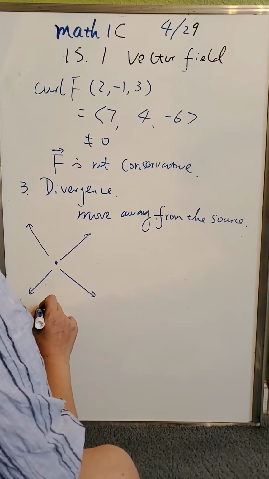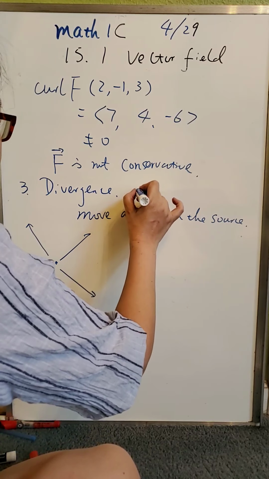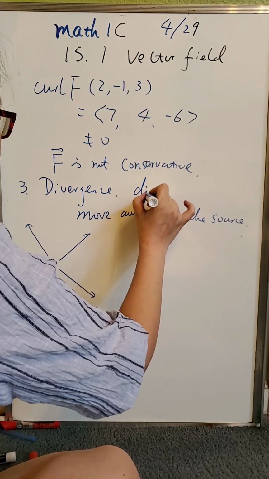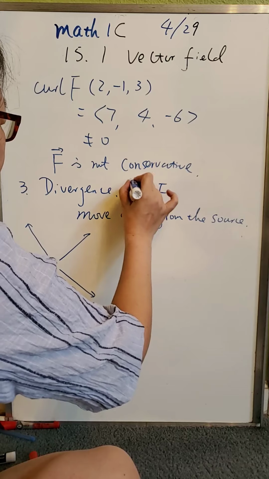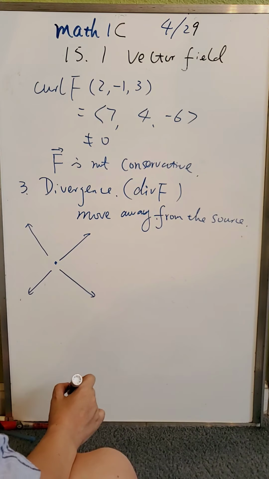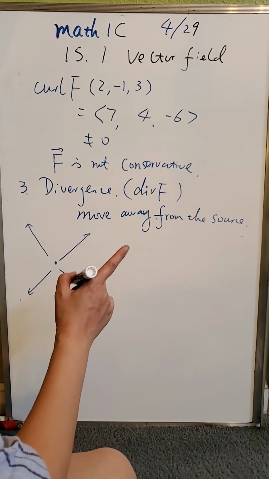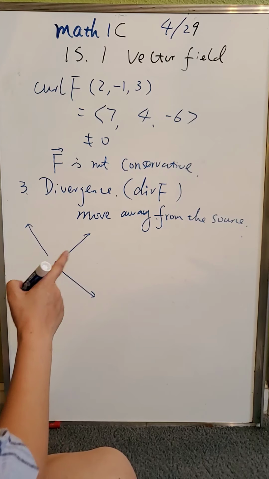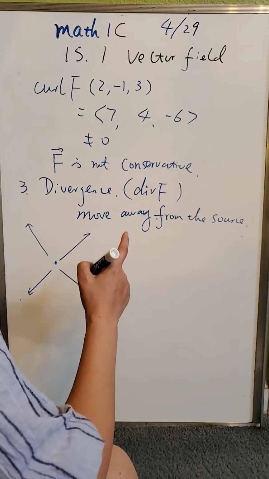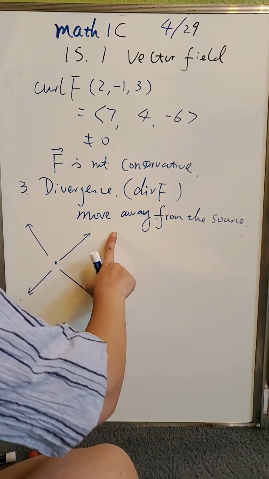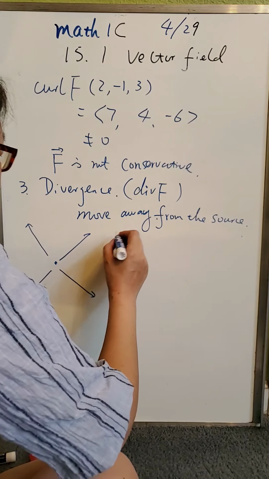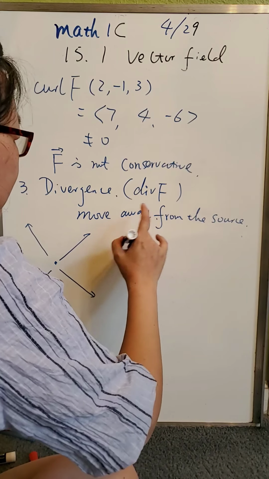So this is a divergence. We use a rotation notation, maybe I'll put it right here, DIV. They use this notation. One more thing is how they measure divergence. They use the net flux.